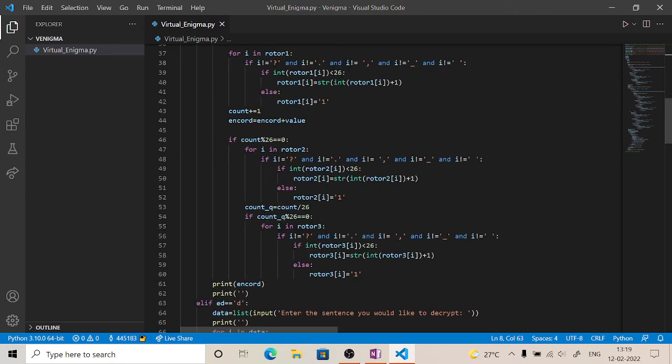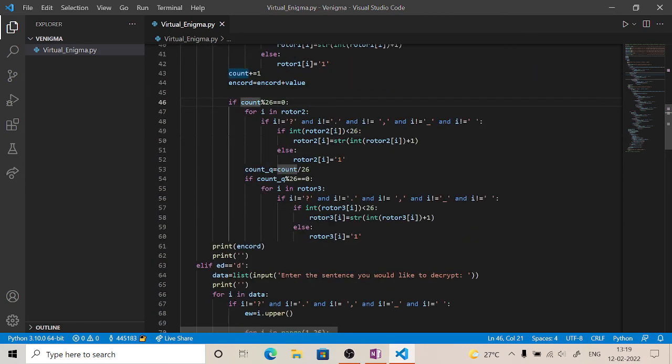And since for every 26 times, rotor 2 should update, therefore I have written another thing called count modulo, which is also, you know, for getting the remainder when a number is divided by something else, modulo 26 is equal to 0. That means that if it is a multiple of 26, only then the rotor 2 would update. And if I is not equal to any of the special characters, and if this thing, what is our rotor 2 underscore and square bracket I is lower than 26.